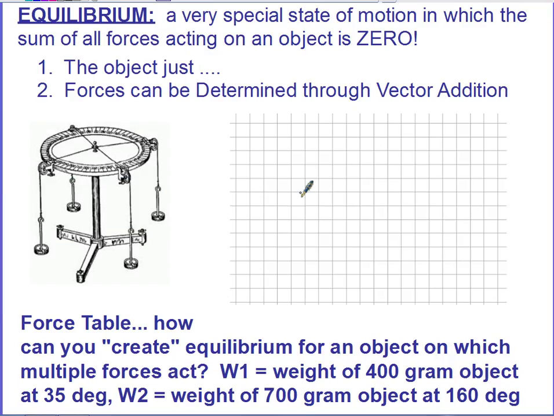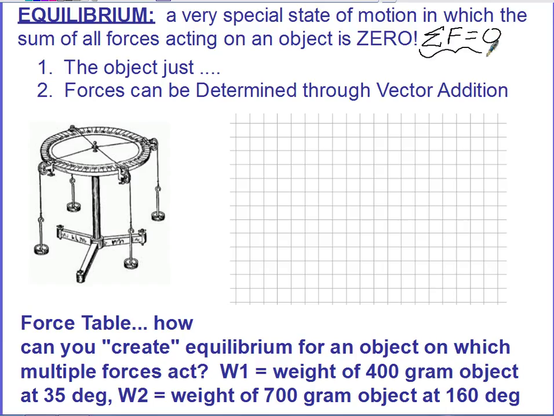So this video is on equilibrium, a very special state of motion in which the sum of all forces acting on an object is zero. We can write that mathematically. Let's take a moment to do that. This is saying that the sum, I'm going to use a Greek letter sigma, the sum of all forces, sigma means summation, sum of all forces is equal to zero.